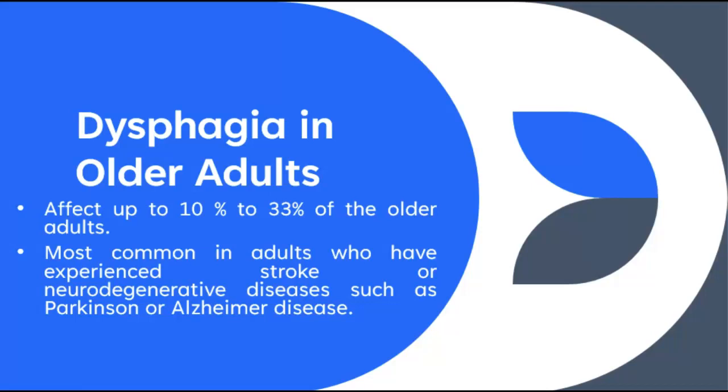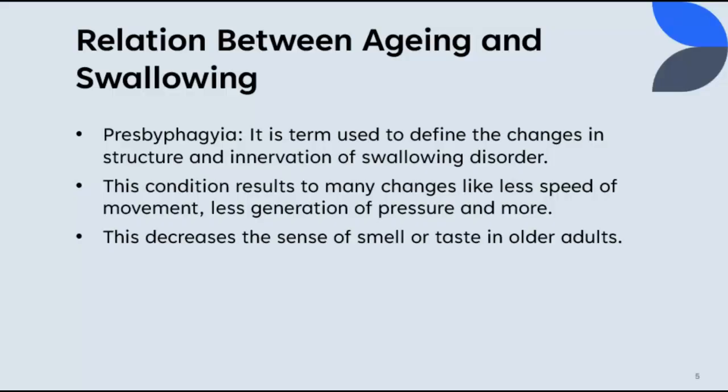Most commonly affected are adults who have experienced strokes or neurodegenerative diseases like Parkinson's or Alzheimer's disease. So what is the relation between aging and swallowing? It is called presbyphagia. This is the term used to define the changes in the structure and innervation of swallowing. What it means is that when a person loses structure of the jaw or the bones in the neck, or any muscles weaken, they get a swallowing disorder. This results in less speed of movement, less generation of pressure and more, right? According to research, it also decreases the sense of smell or taste in older adults.